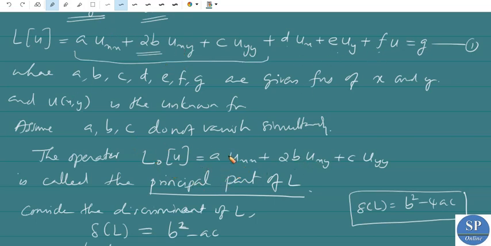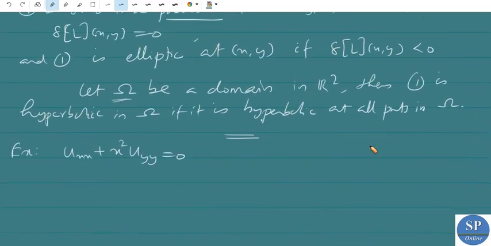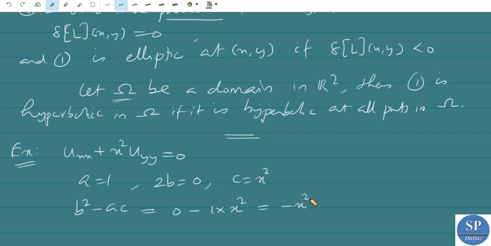So the coefficient of uxy equals 2b and the coefficient of uyy equals c. Here the coefficient of uxx is a, that is a equal to 1, and 2b equal to the coefficient of uxy, which is 0, and c equal to x square, the coefficient of uyy. So b square minus ac, with b equal to 0, is 0 square minus a into c. So this is equal to minus x square.